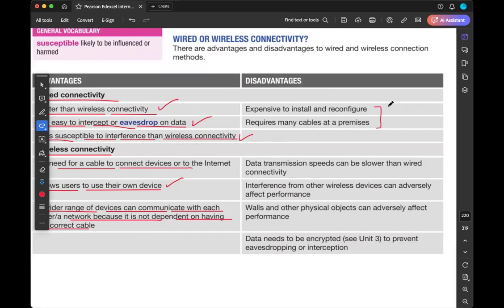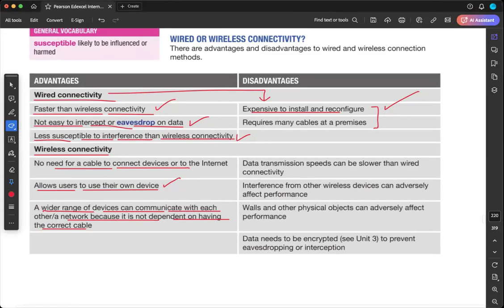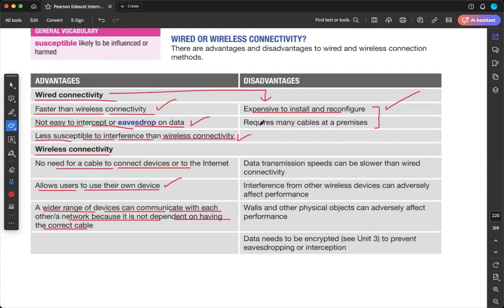Disadvantages, read it. Please read the first one. Expensive to install or reconfigure, requires many cables at the premises. This is about the wired. So yes, wires are expensive. Fiber optic is a very expensive wire, and if you're going to buy it, it is a bit expensive. So this is a problem.